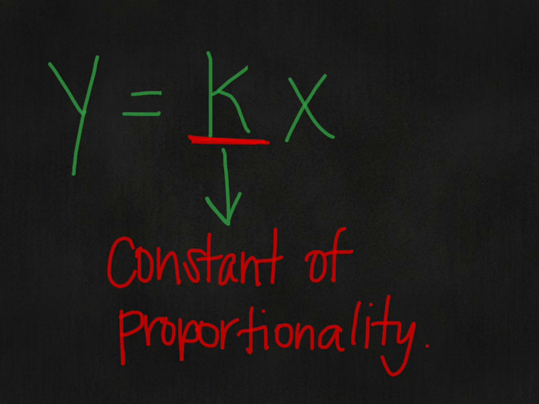Now, x and y are numbers that you have in a table or in a graph if you graph a proportional relationship, and k stands for the constant of proportionality.